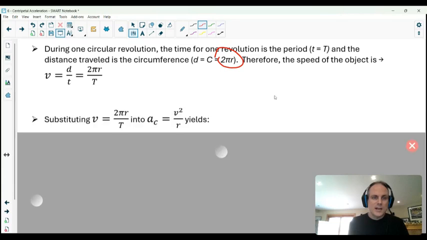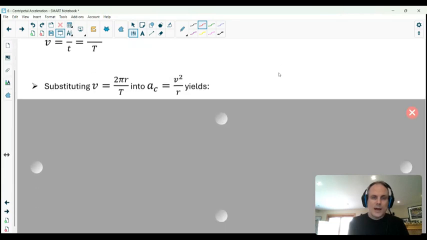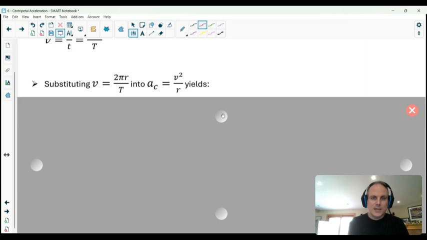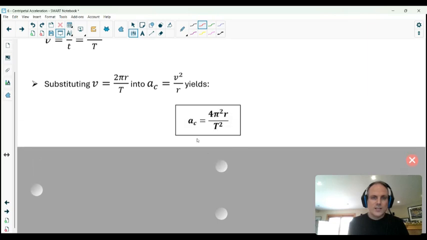So we can actually sub that into our equation, right? We had our equation that we looked at on the last page, and we're going to say, okay, we're going to sub in 2 pi r over the period for where speed is. We'll square it and then divide it by the radius, and this is what we're going to end up with. Our equation, when we have the period, that's the amount of time for one full cycle, is going to be this: 4 times pi squared times the radius divided by the period squared.